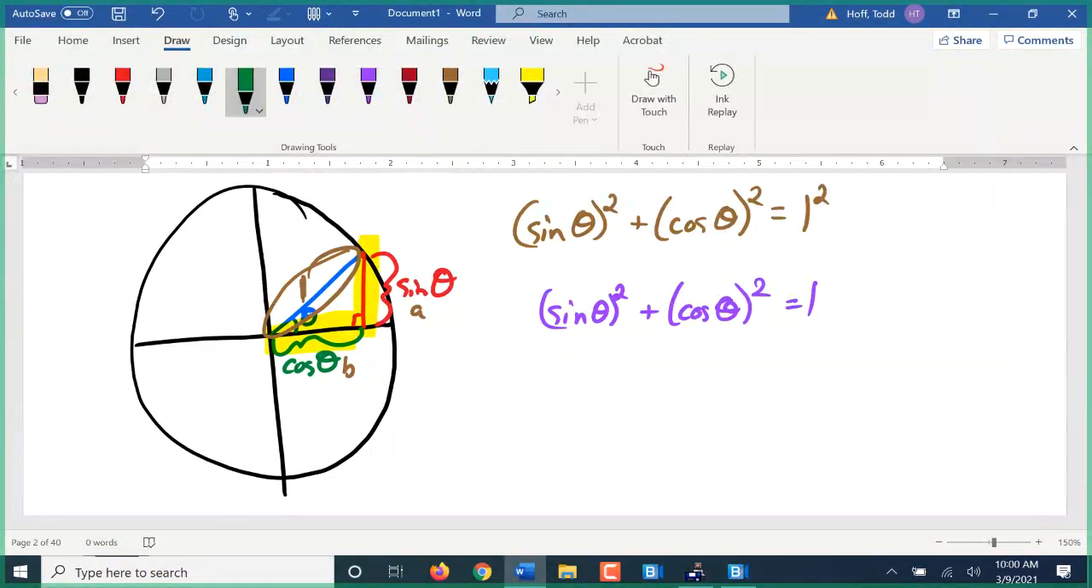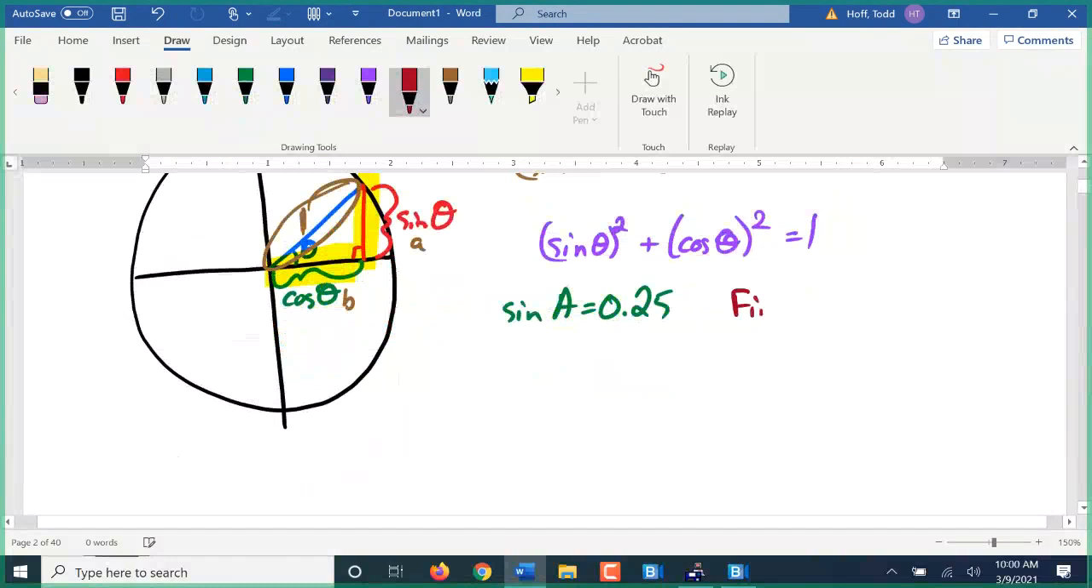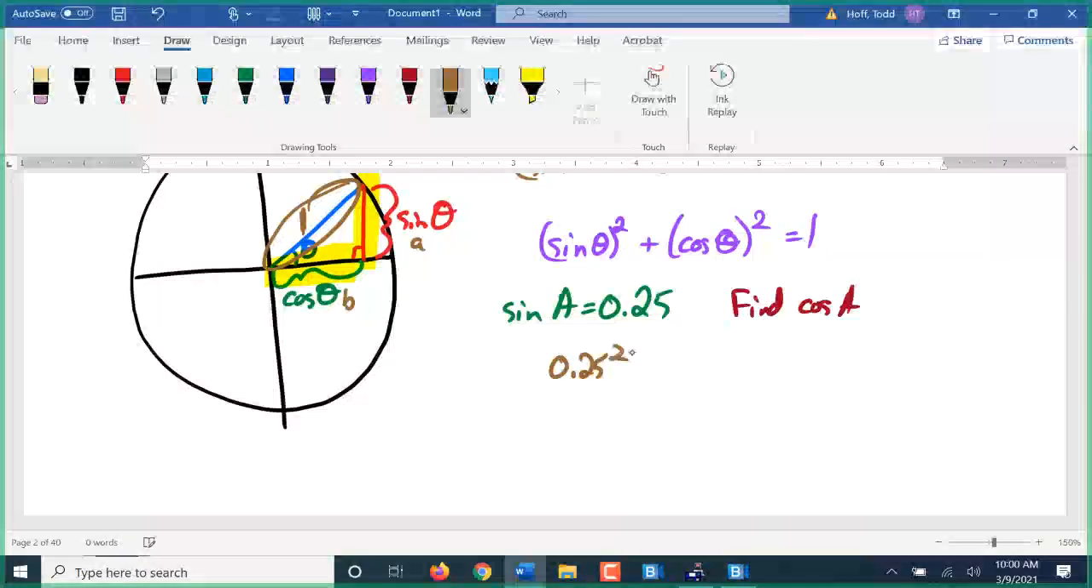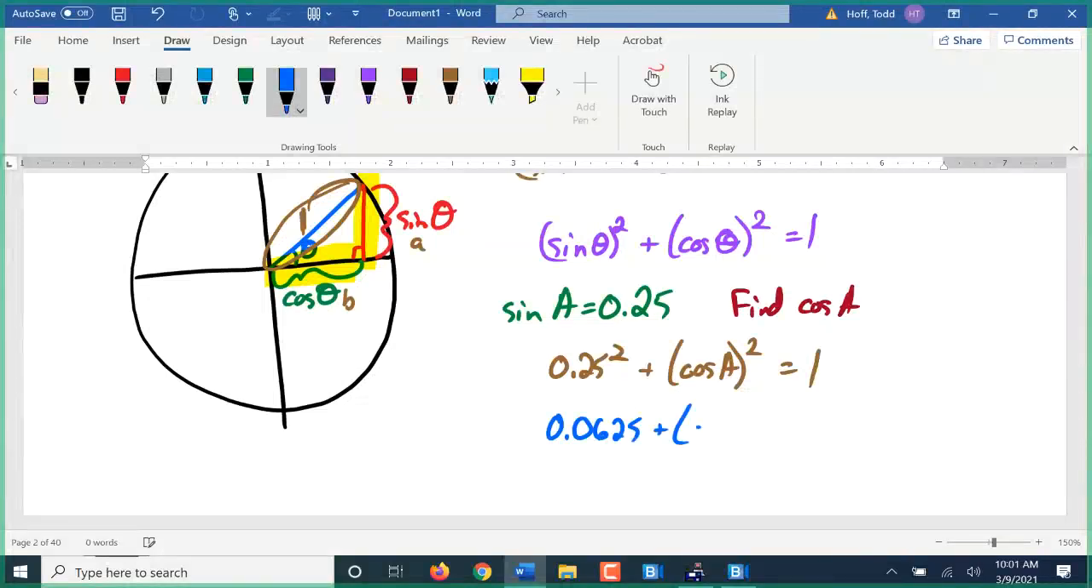If I just tell you that the sine of angle A is 0.25, I can find the cosine of A because of this identity. So 0.25 squared plus the cosine of A squared has to add up to 1. So 0.25 squared is 0.0625 plus the cosine of A squared equals 1. We will subtract the 0.0625.